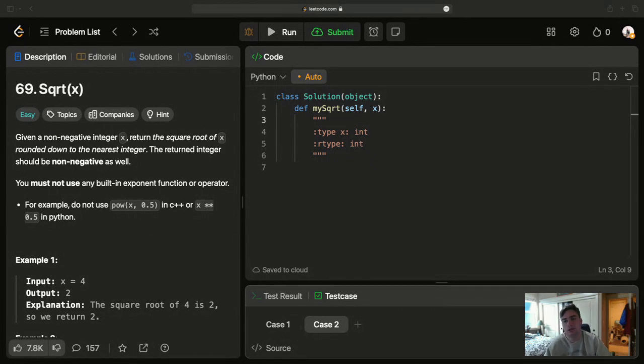Today we are solving question 69, square root of x, within LeetCode. So simply we need to find the square root of x, but we cannot use any built-in functions to do this. So how we're going to do this is a binary search.